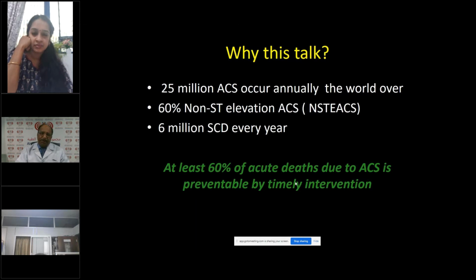Now, if you look at the dimension of the problem of ACS or acute coronary syndrome, around 25 million ACS occur annually globally, and 60% of them are non-ST elevation syndromes. And this causes about 6 million SCDs, sudden cardiac deaths, every year. And at least 60% of acute deaths due to ACS is preventable by timely intervention. And timely intervention means making a correct diagnosis, the most important thing. Many a time, this is what is missed.